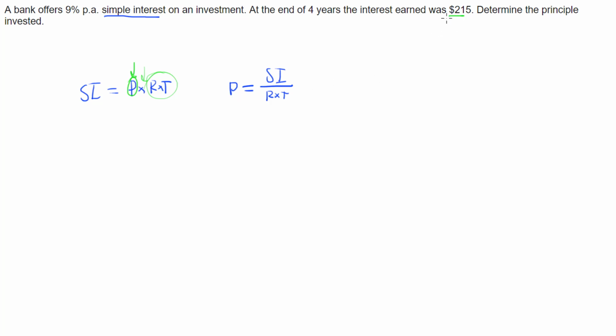I've got my simple interest here of $215. Next in my formula I've got rate. My rate over here is 9%, but my rate always needs to be a decimal, so I'm going to divide that by 100, and that's going to give me a rate of 0.09. And lastly, we need the time for the investment. My time is 4 years, and that's already in years, and that's what we want, so we'll leave it like that.